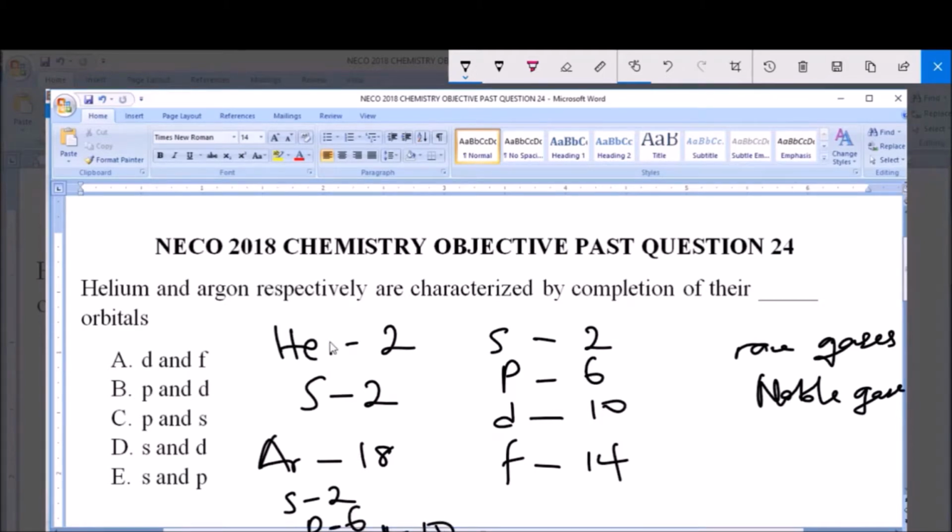So therefore the helium has a complete s orbital, which is the outermost orbital, and the argon has a complete d orbital, which is the outermost orbital. So therefore making them noble or rare gases, because they have their complete octet structure. And so we say for helium the s is complete, and for argon the d is complete.